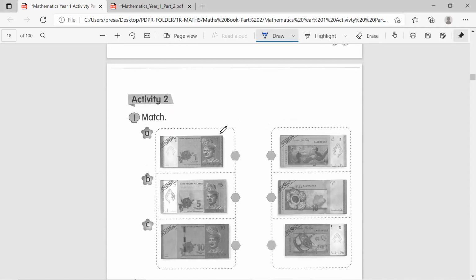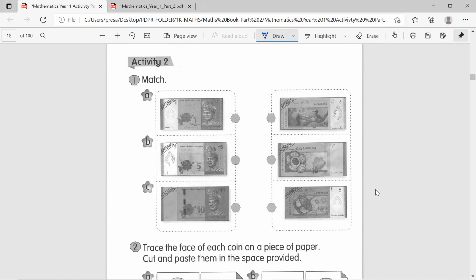Activity 2, number 1, match. This is the front part of the note and you have to match it with the behind part of the note. Ringgit Malaysia 1. This is the front part of the Ringgit Malaysia 1, right? What is the behind part? Just now teacher taught you. Yes, the behind part is the wau bulan, right?